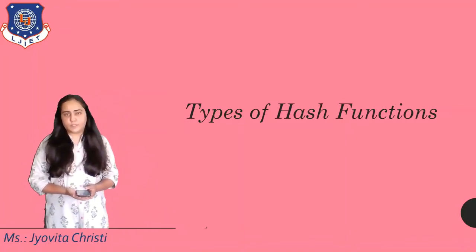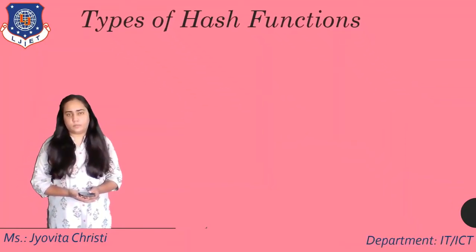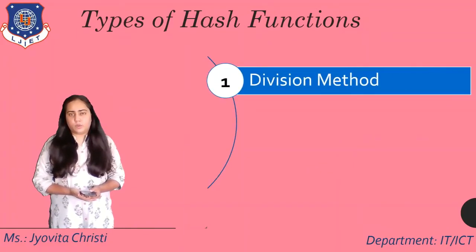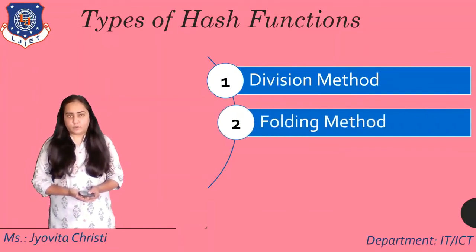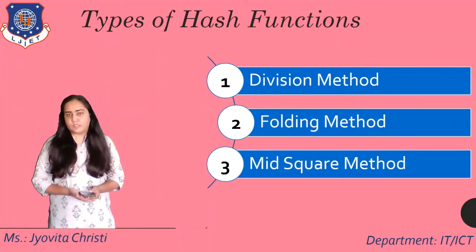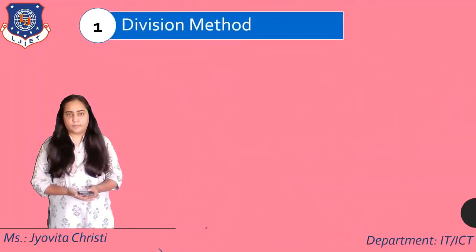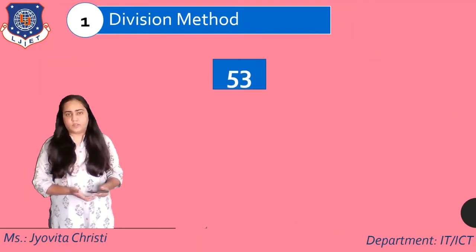So first, we are going to study different types of hash functions. We can create a hash function by a division method or by folding method or the Midsquare method. Let's take a look at the division method. So the division method works something like this.